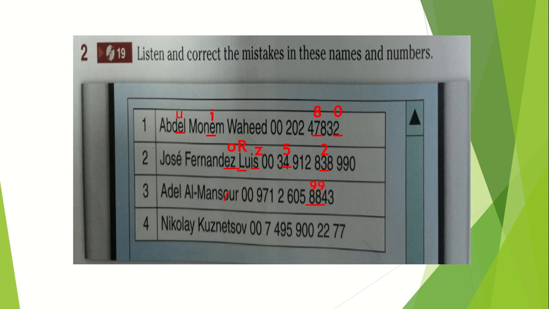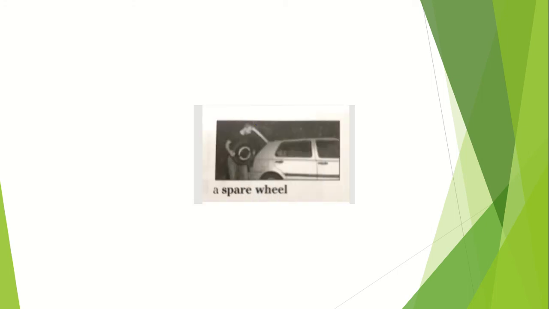Then the final one is number 4. Excellent. E. Then instead of this number, it should be 5. Double 8. Thank you. Now we have seen how to register a form and correct the mistakes in the names and so on. Now, let's move to the next objective, which is changing the car wheel.